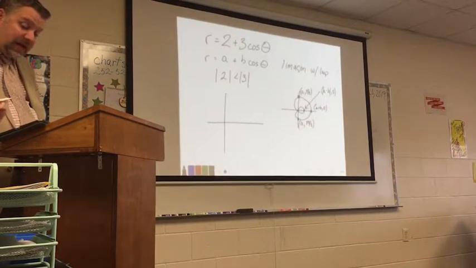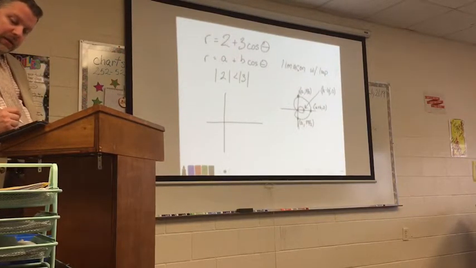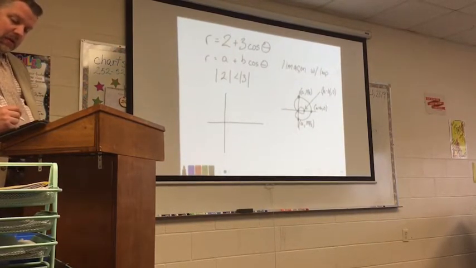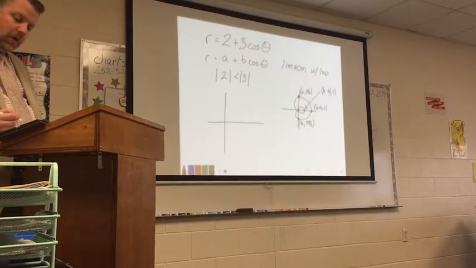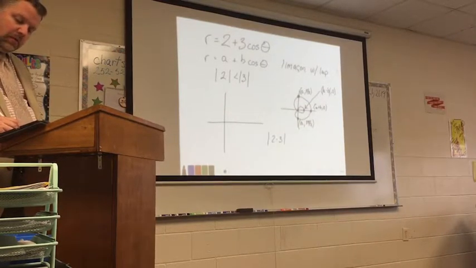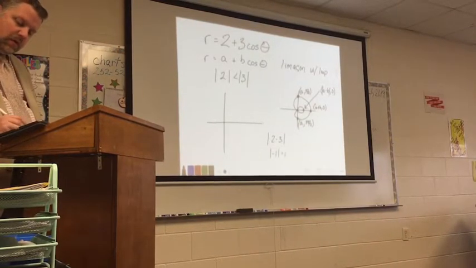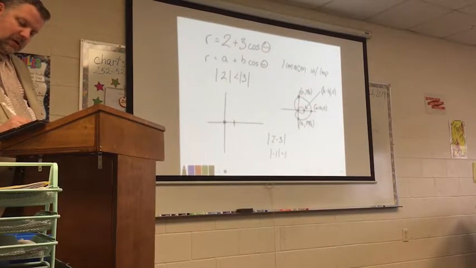You can go ahead and sketch it exactly like it is, but I'm going to mark my coordinates here. According to this, I have a minus b, and the absolute value of that would give me what? One. Because a minus b is the absolute value of 2 minus 3, which is the absolute value of negative 1, which is equal to 1. So my inner loop starts at 0, and then it crosses at 1.